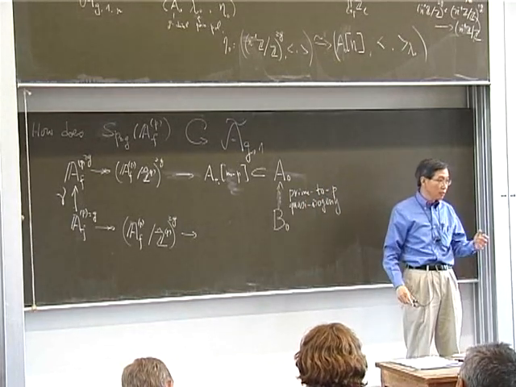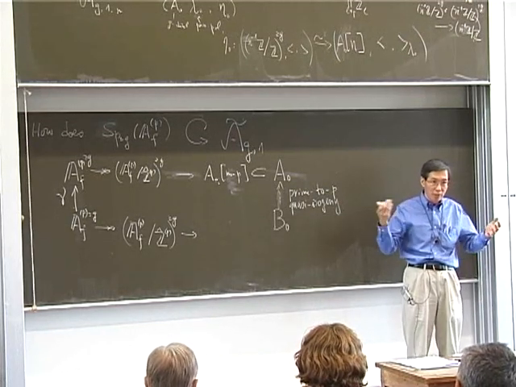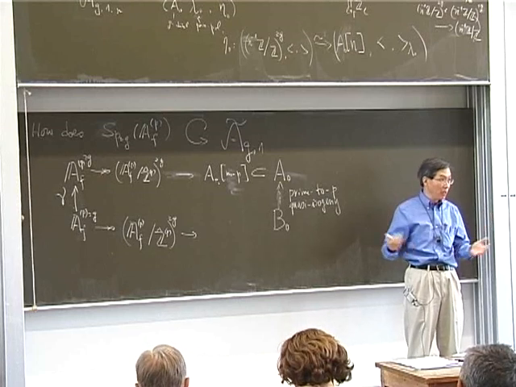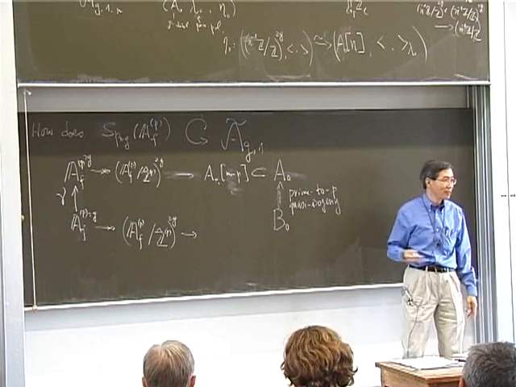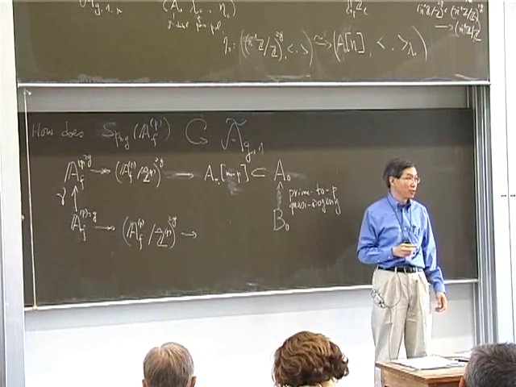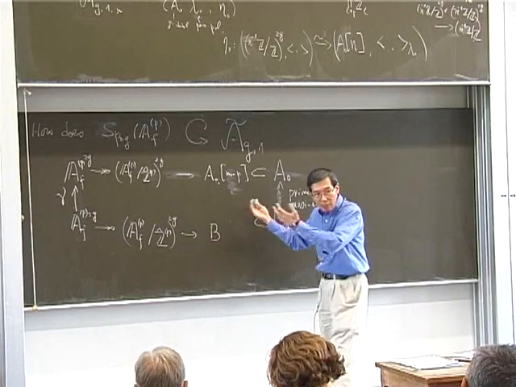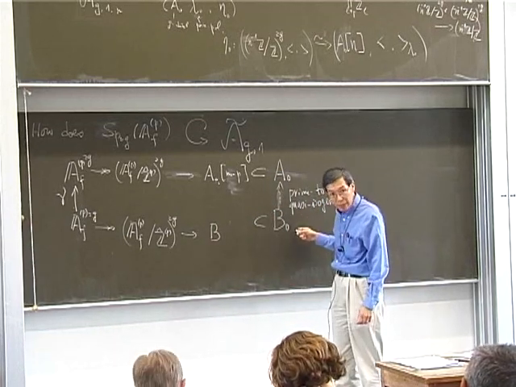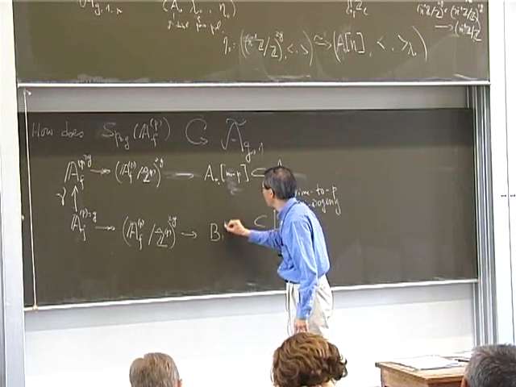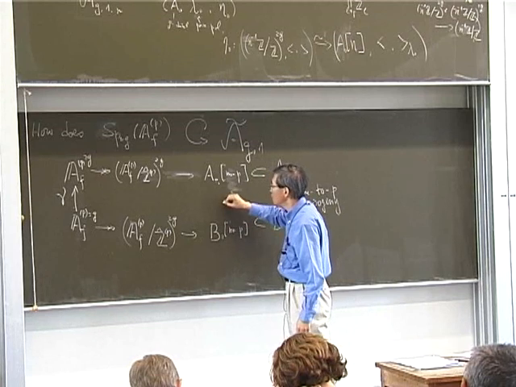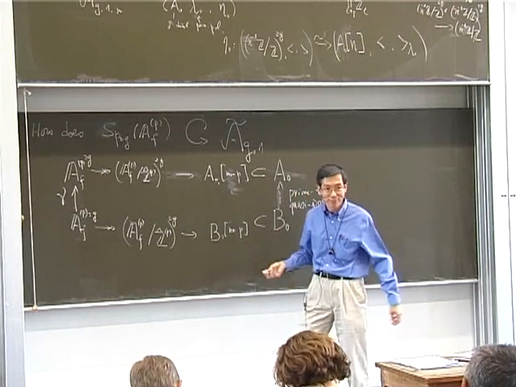Meaning that it's the composition of an isogeny whose kernel is prime to P, and then composed formally with the inverse of another prime to P isogeny. And now here, you can convince yourself that there is a unique B, well-defined, that is making this diagram commute. And that is the definition of the action.